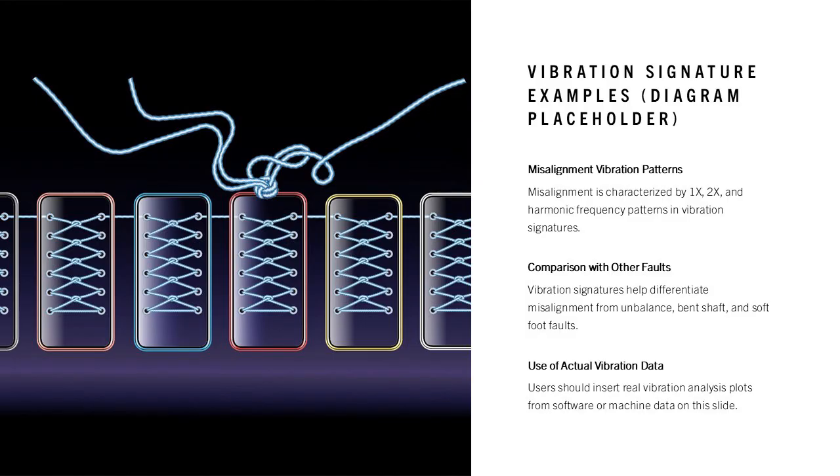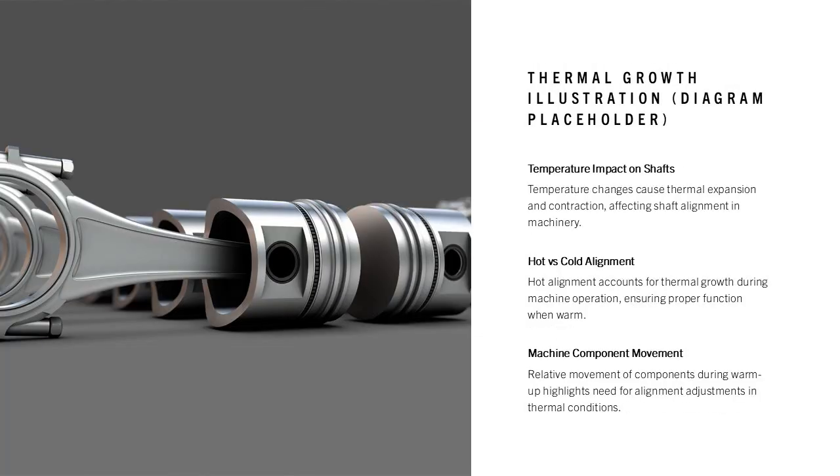This slide reserves space for vibration signature diagrams including one order, two orders, and harmonic patterns characteristic of misalignment. These diagrams help visually compare misalignment-related signatures with unbalance, bent shaft, and soft foot fault patterns. Users are expected to insert actual plots from their vibration analysis software or from machine data. This slide provides room for inserting a thermal growth diagram illustrating how temperature affects shaft alignment. The diagram typically shows relative movement of machine components during warm-up, highlighting the importance of hot alignment versus cold alignment settings.